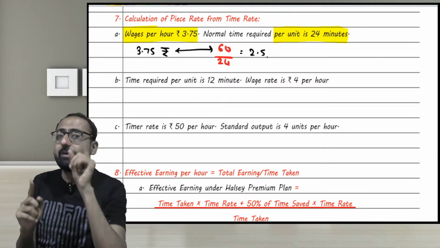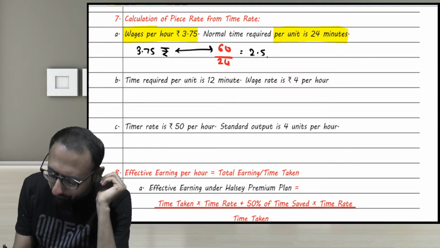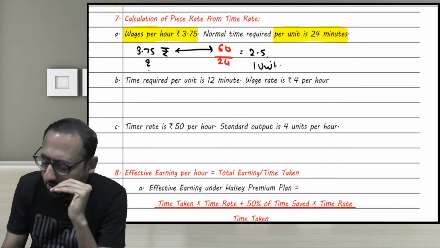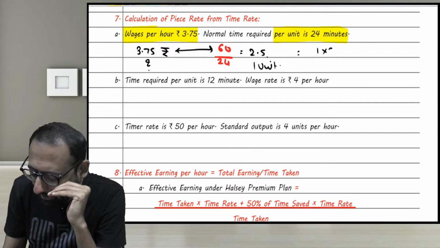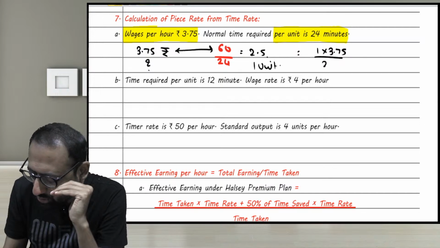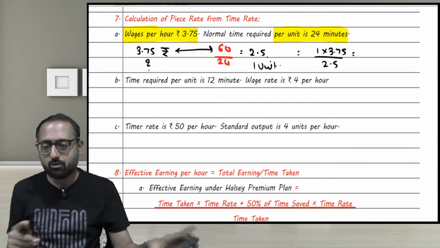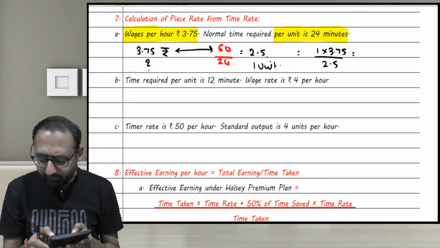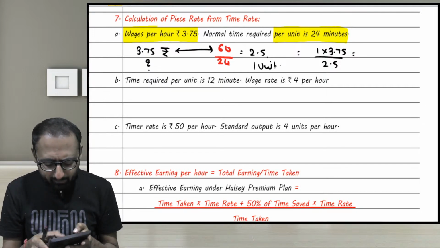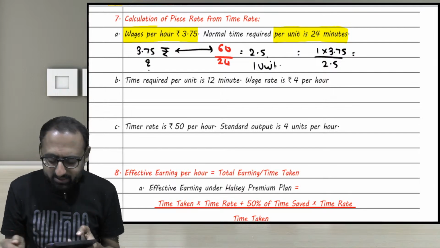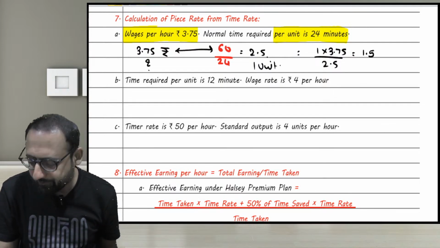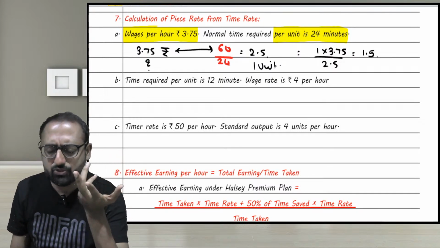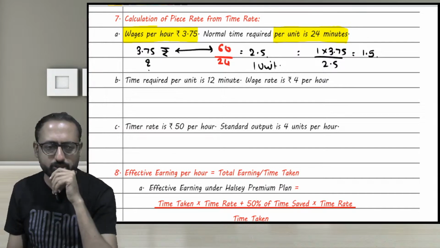I want to calculate the piece rate. Piece rate means rate per unit. So for 1 unit, how much will be the cost? How much will be the payment? So piece rate is equal to 1 multiplied by 3.75 divided by 2.5. You'll have to answer. How much is your answer, guys? Whether your piece rate is 1.5. 50% of you will get this concept immediately. The rest of the students will get this concept after the second or third question.